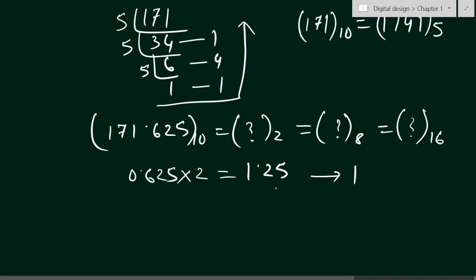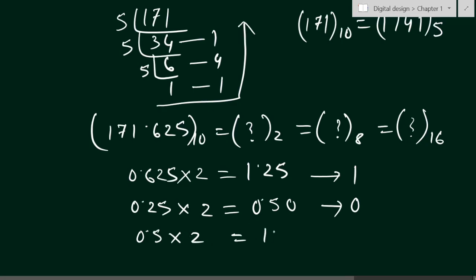Now we will consider only this fractional part, because you have already taken the integer part here. So 0.25. Again you have to multiply by 2. What will we have? 0.50. So what is the integer part? The integer part is 0. You write it here. Next we have 0.5, so 0.5 into 2. What will we have? It is 1.00. So what is the integer part? It is 1. Now this fractional part is 0, so up to here you have to find out.